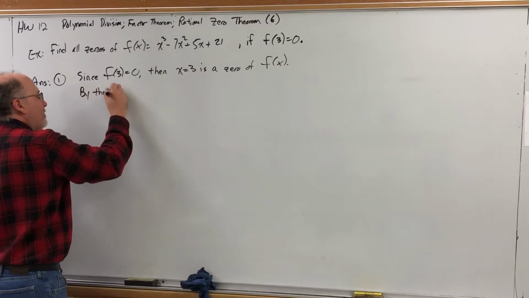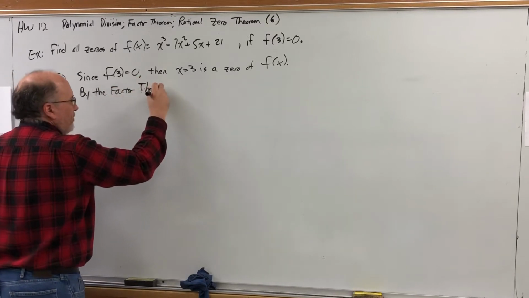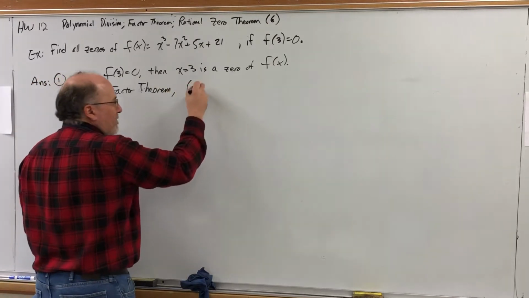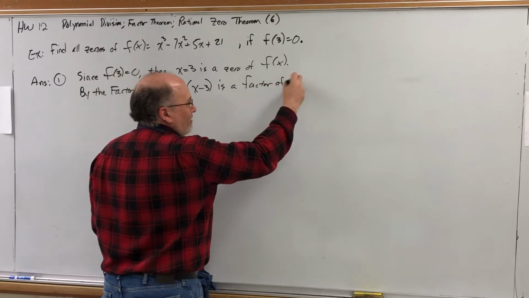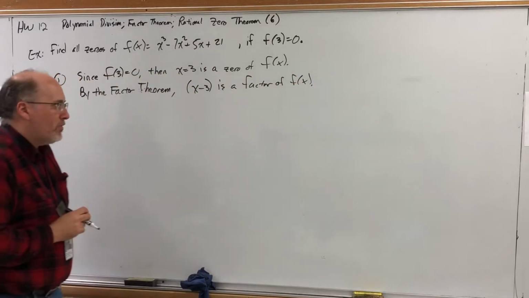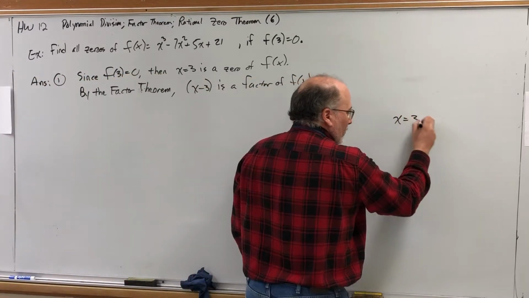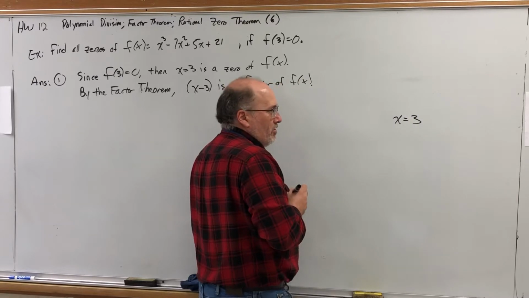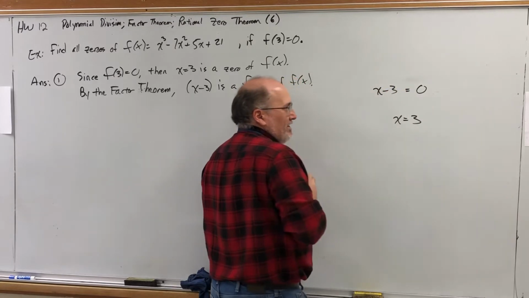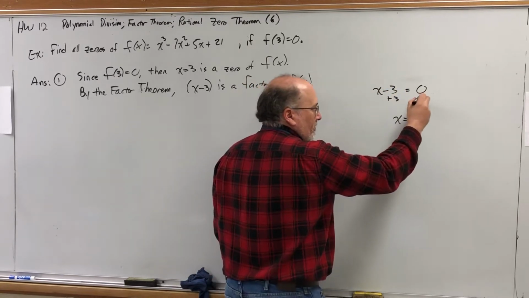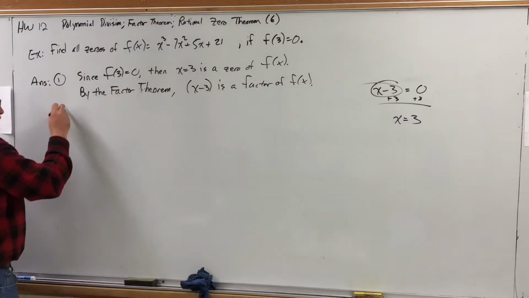By the factor theorem, x minus 3 is a factor of f of x. And remember the main reason why. Because if we were solving something, the last move would have given us x equals 3. But the previous move would have had that equal to 0. So it had to be x minus 3 that got us there. That's the reasoning behind it.